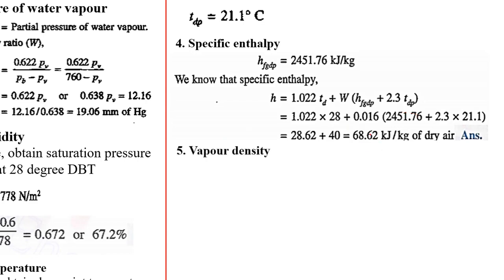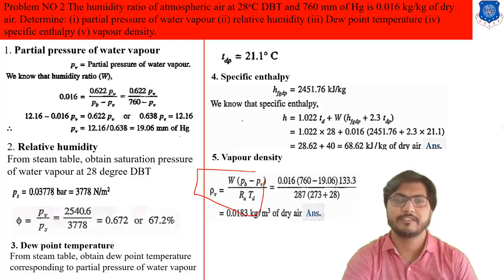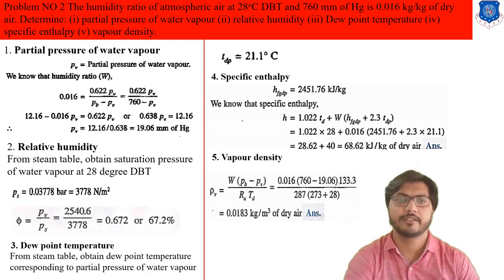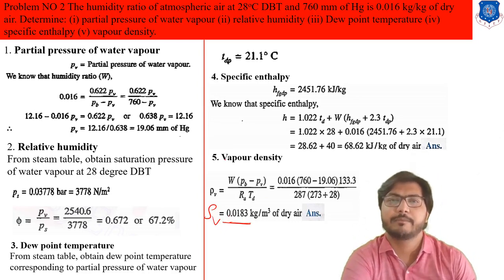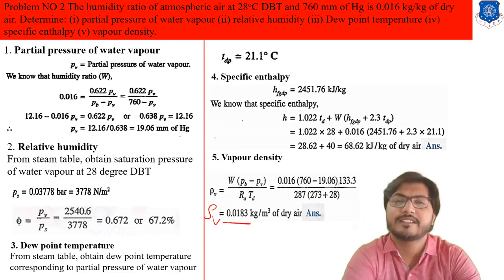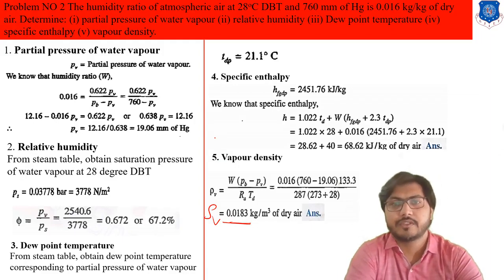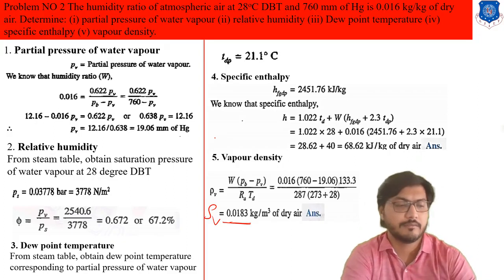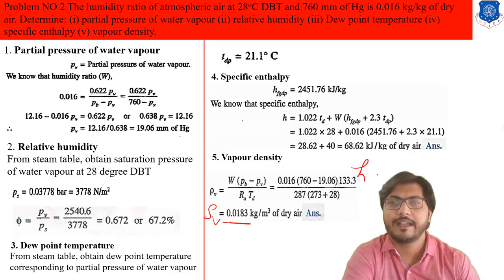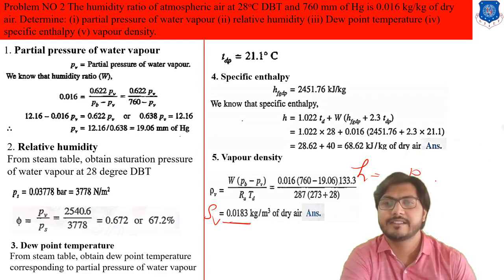Next, vapor density: PB minus PV divided by R ATM. Put all the values and we calculate rho V equal to 0.0183 kg per meter cube. What is P? P is given as 760 mm of Hg, in terms of head. If you want to calculate it, as we know, H is equal to P by rho g.